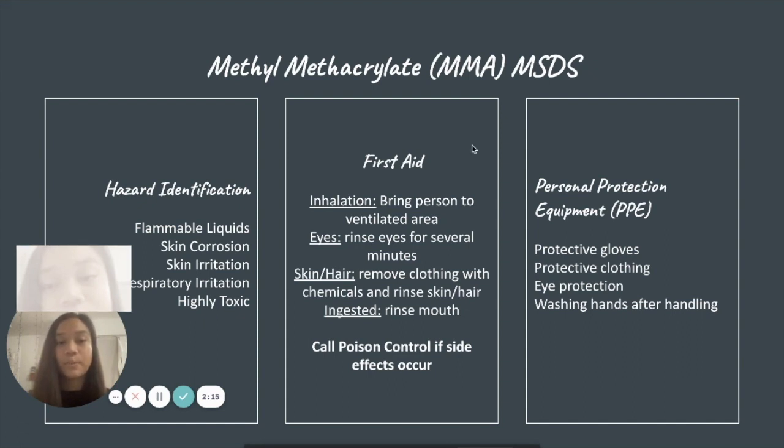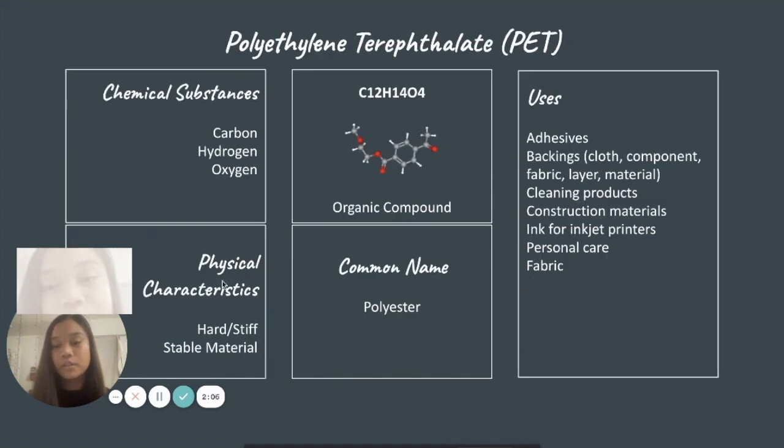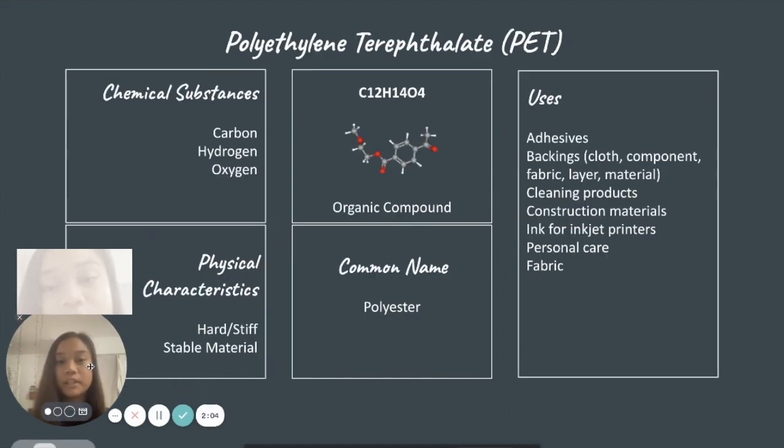Personal protection equipment or PPE that you would use are protective gloves, protective clothing, eye protection, and you'd want to wash your hands after handling. So my second chemical substance is PT, along with the first and last. This information is provided by PubChem. So the chemical formula is C12H14O4. It is again another organic compound, and this is the molecular structure. Its common names are polyester, and its chemical substances are carbon, hydrogen, and oxygen.